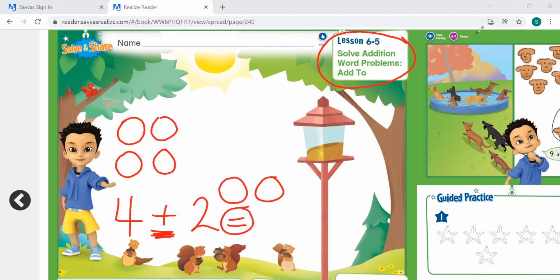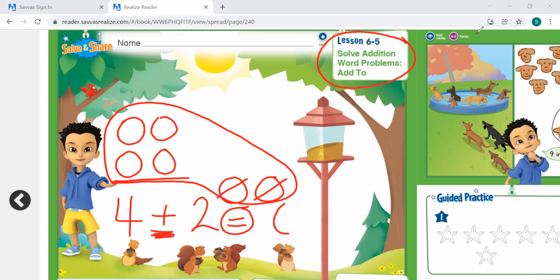So let's count and see how many squirrels in all. So we have 4, and then we add 2. 4, 5, 6. So 4 plus 2 equals 6.